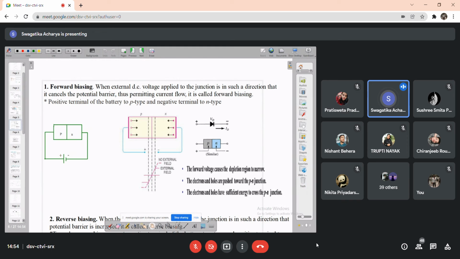Okay, biasing means we are providing an external voltage source, right? Suppose I am writing this is E1. For the battery E1, the positive terminal of the battery will be connected to the P terminal of the device and the negative terminal of the battery will connect to the N terminal of the diode. Correct? This much is correct?